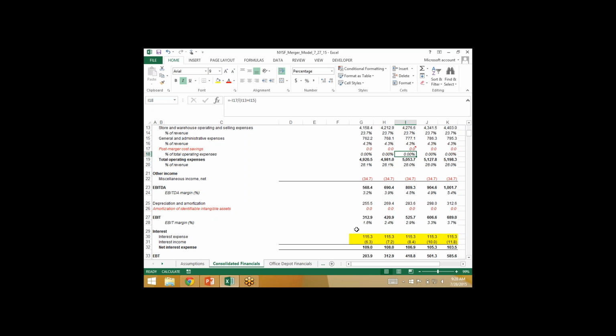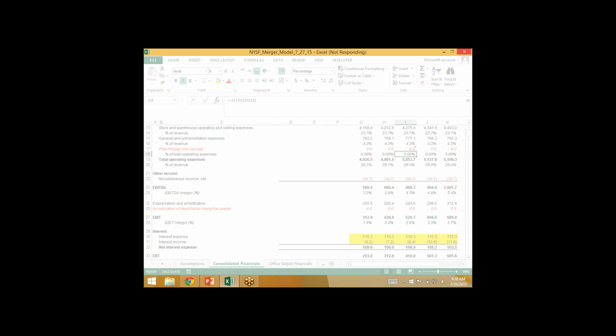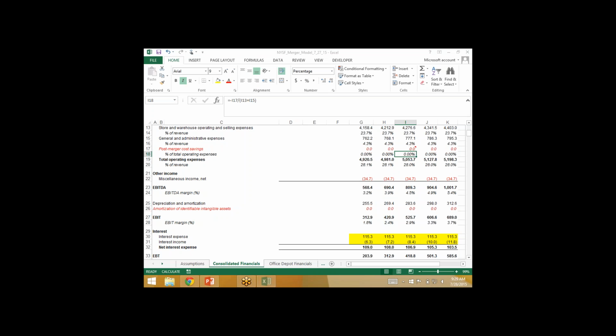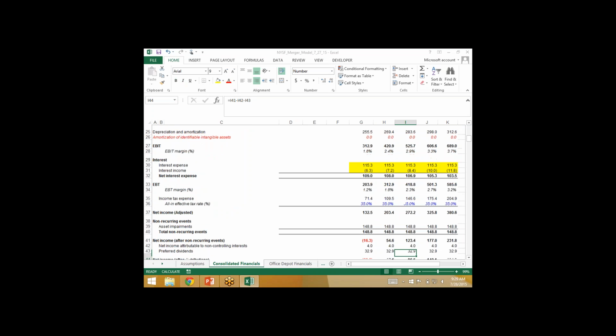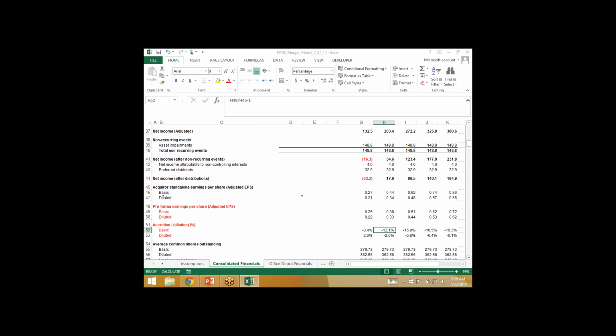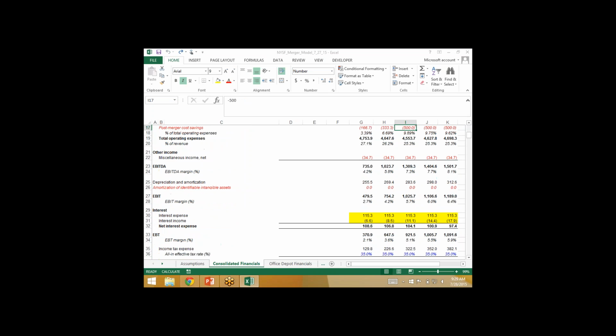Notice if you zero out the synergies, it becomes dilutive. Greatly dilutive. So they're really riding on the achievement of these synergies for the deal to become accretive. So that's one thing to be considerate of. That's a major driver. And we talked about synergies, about how difficult they are to realize and things like that.